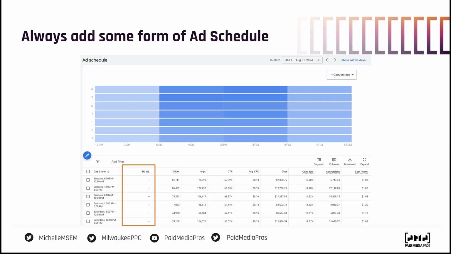And personally, I always add some sort of ad schedule. Usually it looks something like this, where I've got all of the days 12 a.m. to 6 a.m., 6 a.m. to noon, noon to 6 p.m., 6 p.m. to midnight all separate so that I can adjust bids based on how those are performing. Even for you businesses that are not tied to certain times when you're open or not, ad scheduling can be really useful, especially with Manual CPC bidding, because you never know which pockets of performance you're going to find and be able to lean into.